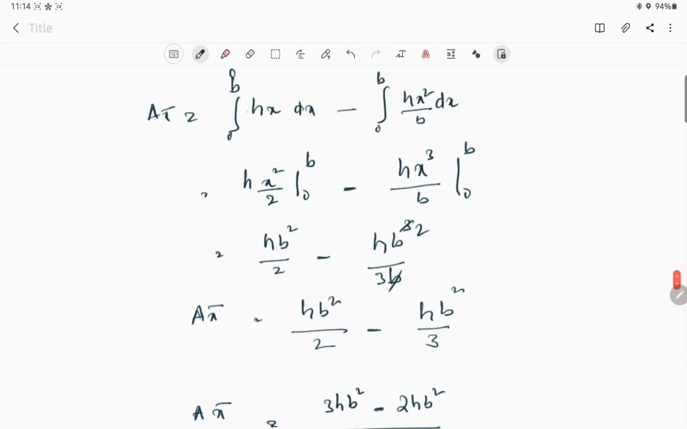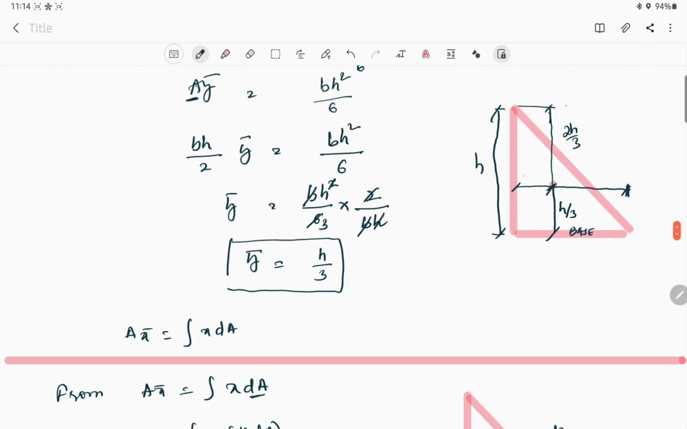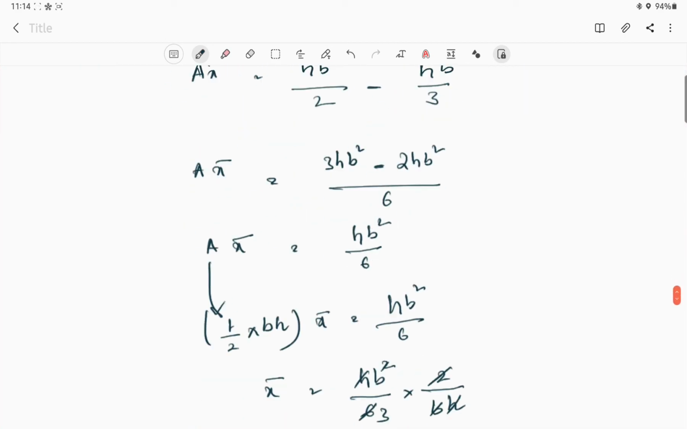So that means we have seen here that this distance is b by 3, and this distance will be b minus b by 3, that is 2b by 3. So this is the centroid. We have calculated the centroid with our integration.